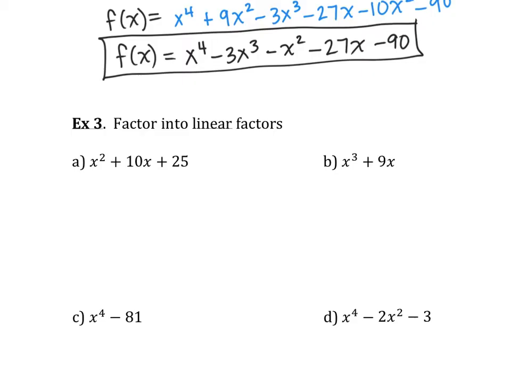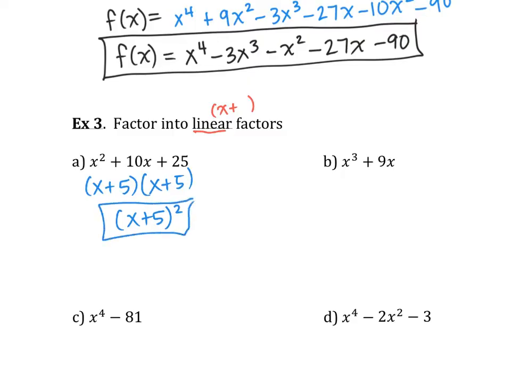Okay, so for example 3, the directions tell you to factor it into linear factors. Okay, linear factors are going to be degree 1, so I want something like x minus something, x plus something as my final answer. This also means that if I get it all the way to linear factors, I might have irrational factors, I might have imaginary factors. I have to keep going as far as I can. Okay, so A is x squared plus 10x plus 25. That's a pretty easy one, I think. So I get x plus 5 times x plus 5, or I can write x plus 5 squared. Okay, and these are two linear factors because they're in the form x plus or x minus something.